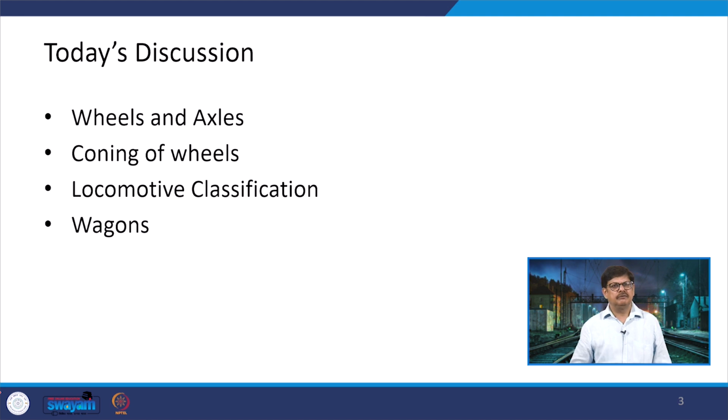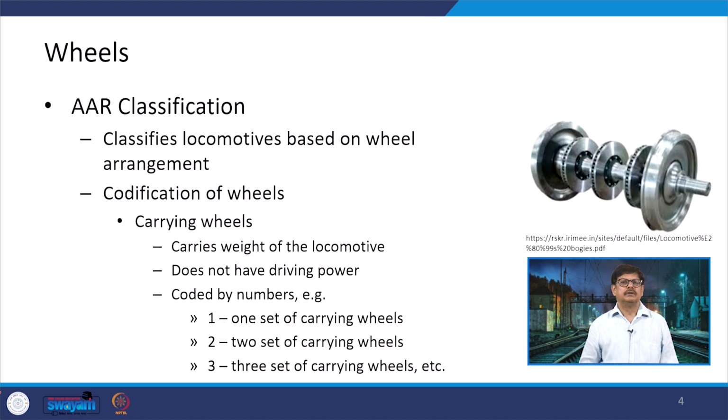Now today we will try to cover these aspects: the wheels and axles, the locomotive classification and the wagons. The coning of wheels we will take up if there is time left. Now let us start with the wheels and axles combinations. We can see on the right hand side one such arrangement, as shown here.